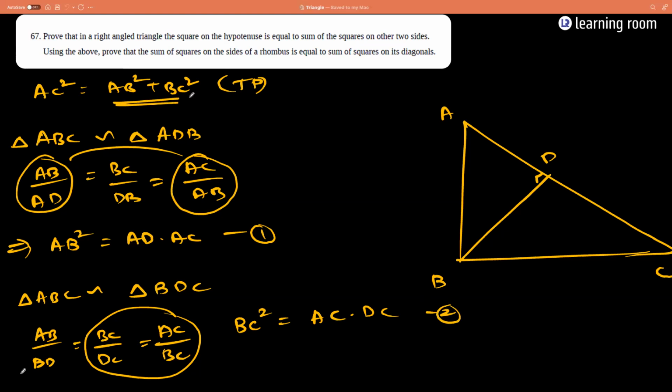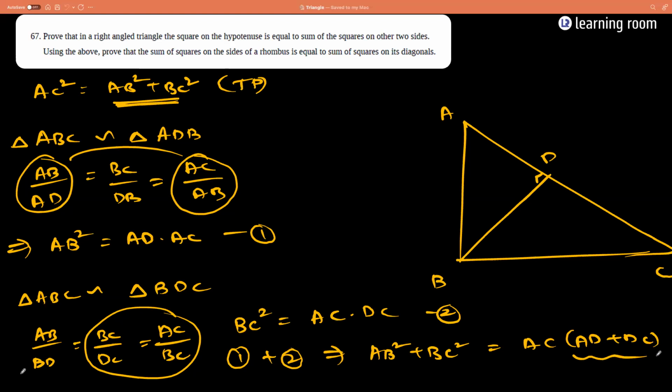So what do we need to do? We need to add these two. So equation 1 plus equation 2 is going to give us AB square plus BC square is equal to AC is common, AD plus DC. So what is AD plus DC? AC, which gives AC square total. That's it.